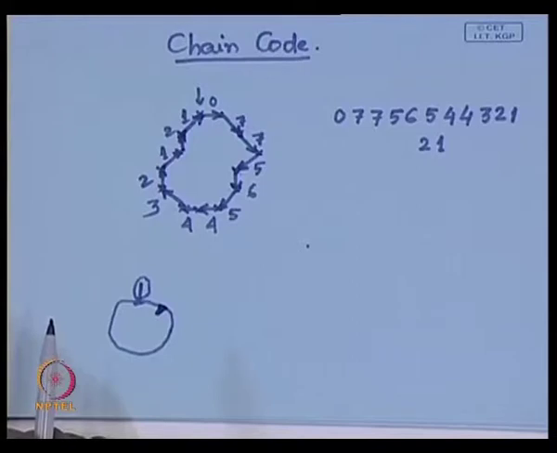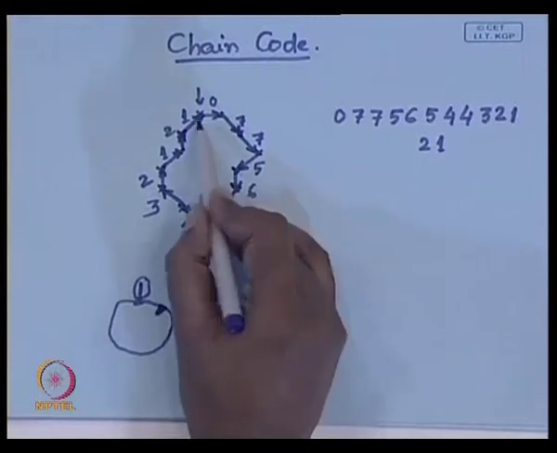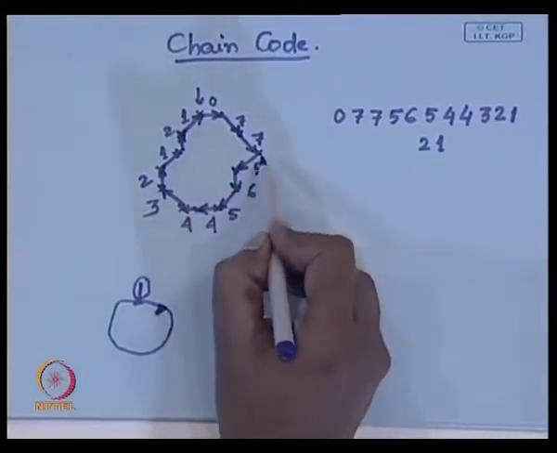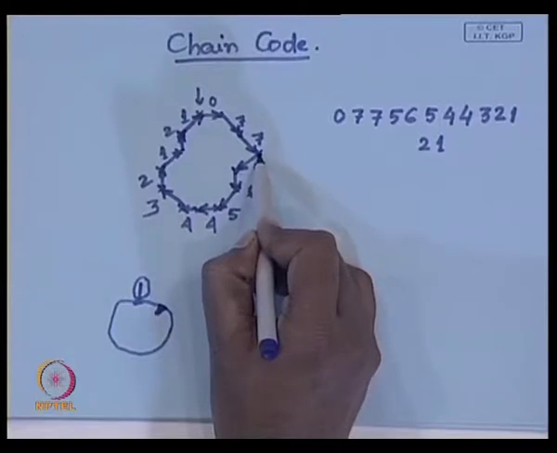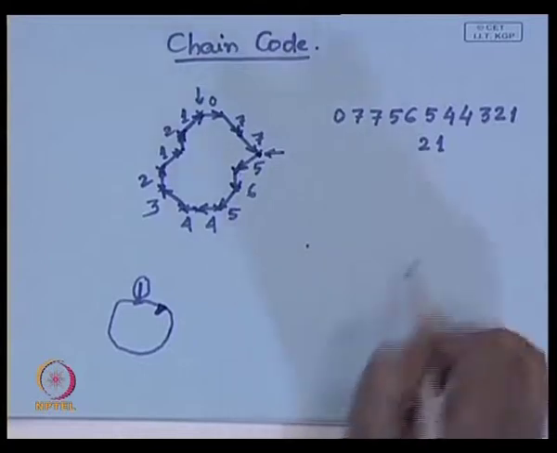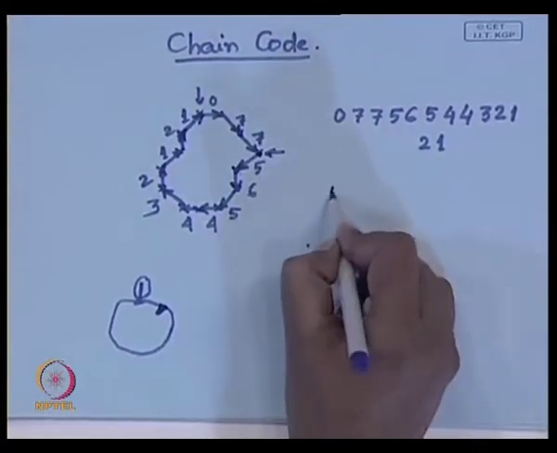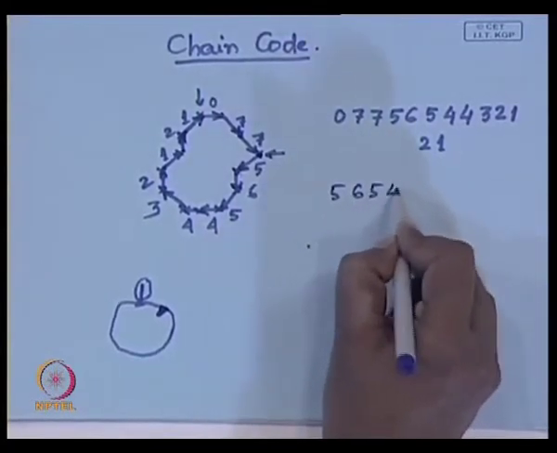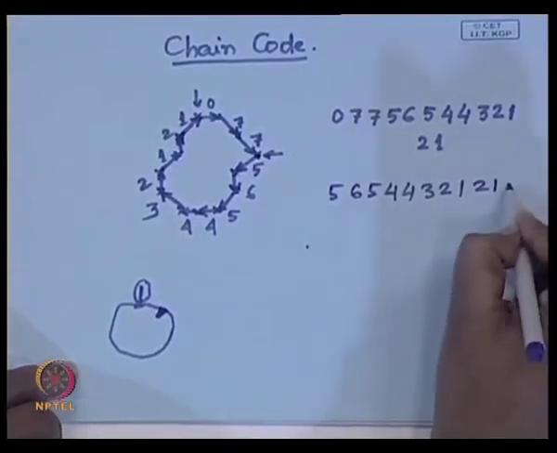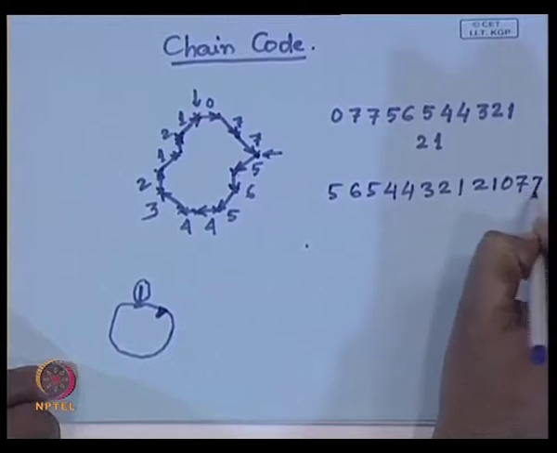And you find that the problem with this chain code is that instead of taking this as my starting point, if the starting point comes out to be somewhere over here, then the chain code will be totally different. The chain code will be 5, 6, 5, 4, 4, 3, 2, 1, 2, 1, 0, 7, 7.